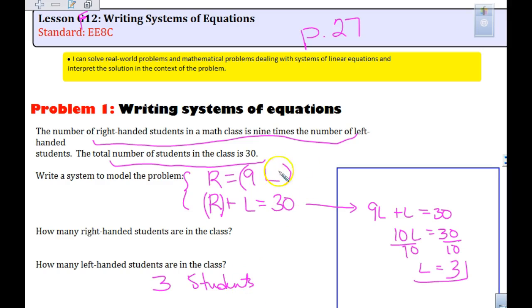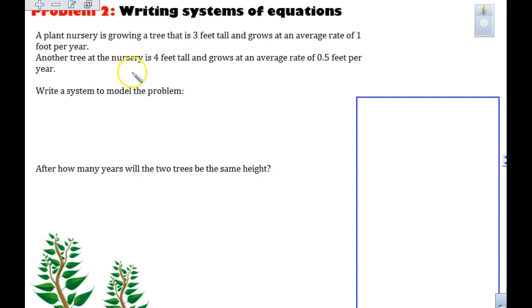Does it matter which equation, Nick, I'd go to find the number of right-handed? No? Which one do you want to use? First one? So I'm going to take 9 times 3. So to find the right-handed, I'm taking 9 times 3, which is 27. Would I have got the same answer if I would have taken 3 here and subtracted it from 30? I still would have got 27 students. So it doesn't matter which equation we're using. We just want to make sure we use both of them. Okay?